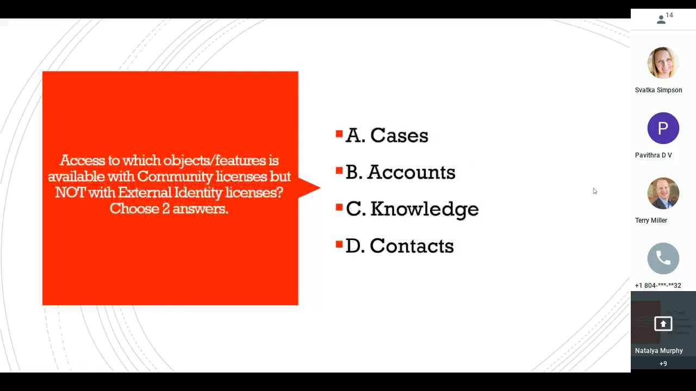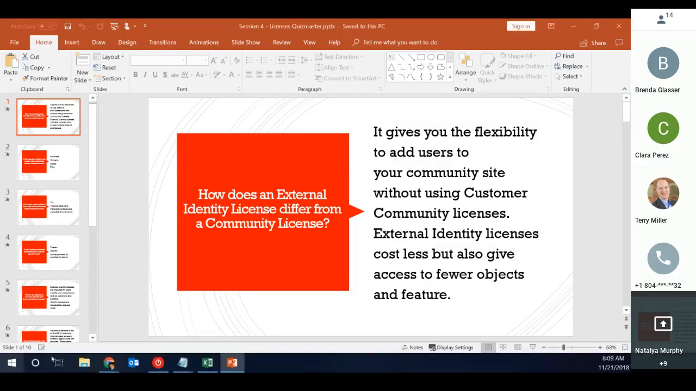And last question. So access to which objects or features is available with community licenses, but not with external identity licenses? C and A. Ding, ding, ding. That is exactly right. Okay, that's all I have. And so we will go to, let me bring up my other slide.